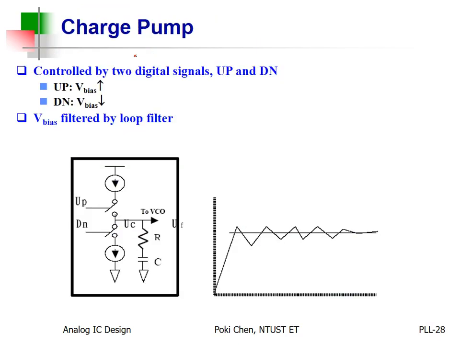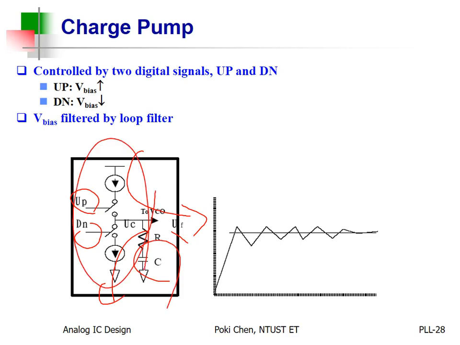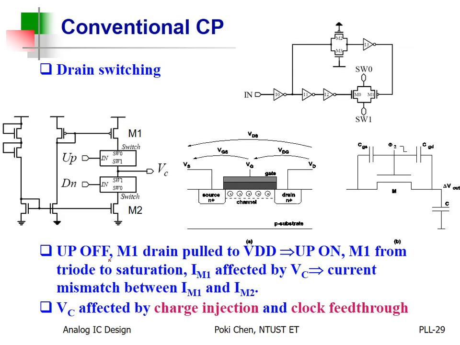And how about the charge pump? The charge pump, according to the outputs QA and QB, charges or discharges your capacitor. That's it. So we need current sources. But for such kind of switching, in the past, we had drain switching. Drain switching is not good.